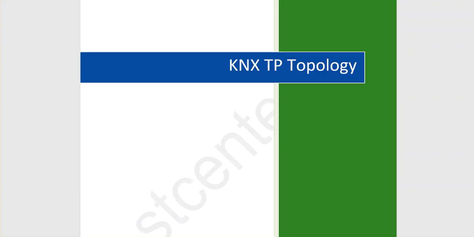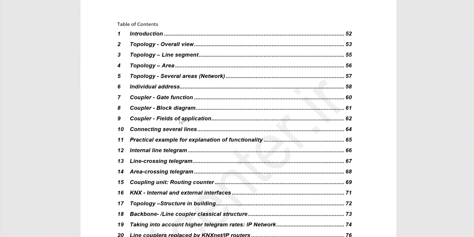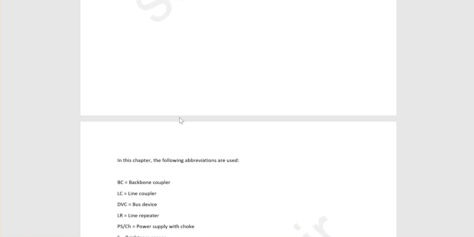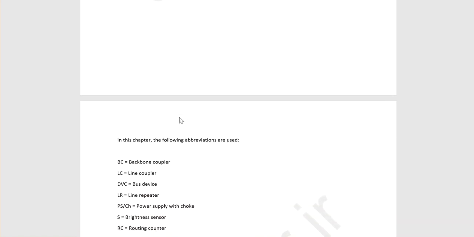Hello my friend, this is chapter 3 of the KNX Basic course, and it's about KNX TP topology, or twisted pair topology. It's an interesting chapter from the book that we use a lot during projects.